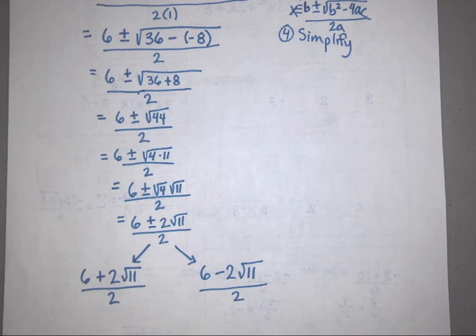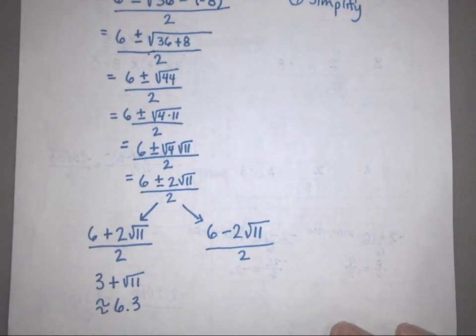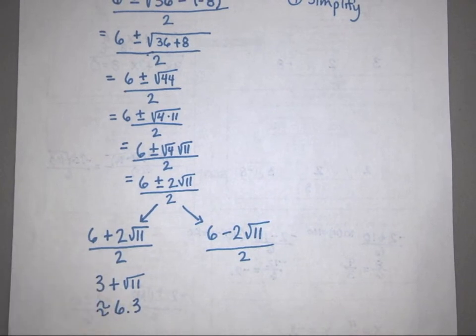So you can, if you want, go a little bit further. Okay. And because the 6 and the 2 are both divisible by 2, I can factor that value out and get 3 plus the square root of 11, or approximately 6 3/10. I did that 3 plus square root of 11 on my calculator.